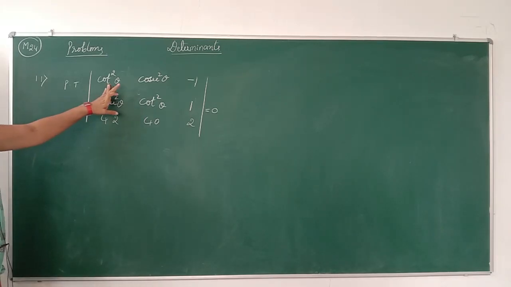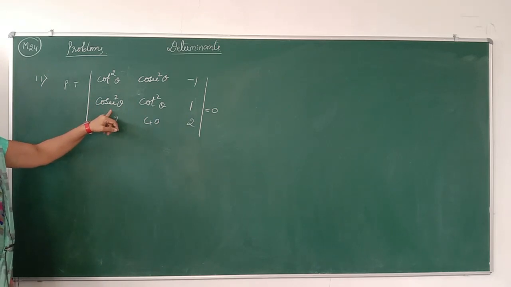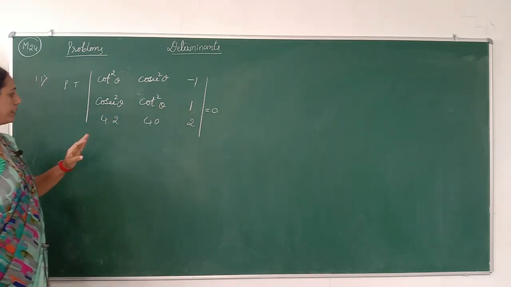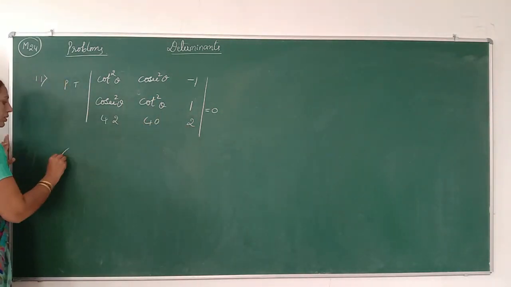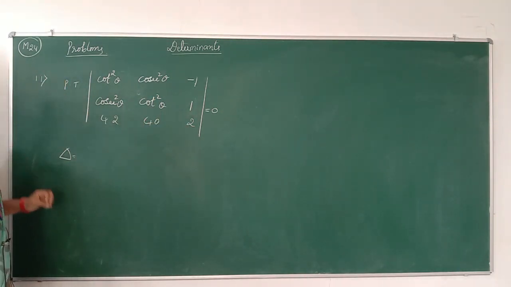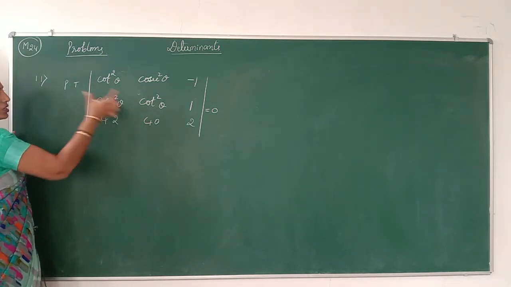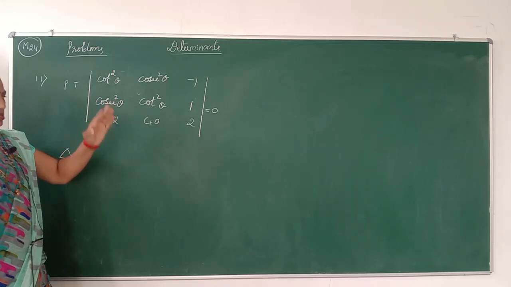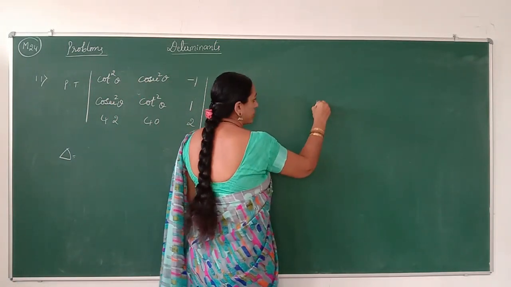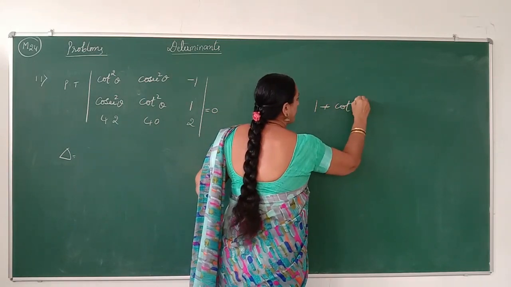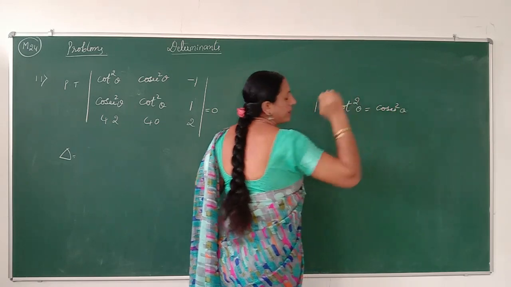Prove that the determinant of cot square theta, cosecant square theta, 42; cosecant square theta, cot square theta, 40; minus 1, 1, 2 is equal to 0. Now again, this set of elements is in the form of trigonometric functions. What are the relations between these two functions? We already know the formula for the relation of cot and cosecant square theta. So 1 plus cot square theta is nothing but cosecant square theta.